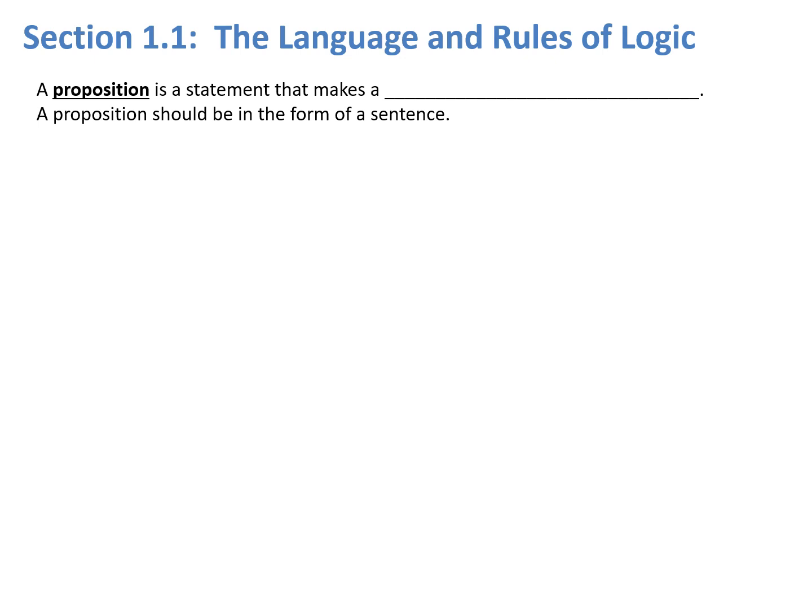Section 1.1, the language and rules of logic. Let's start with the definition. A proposition in logic is a statement that makes a claim.